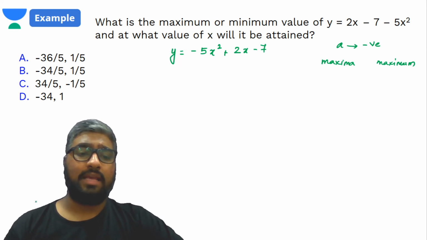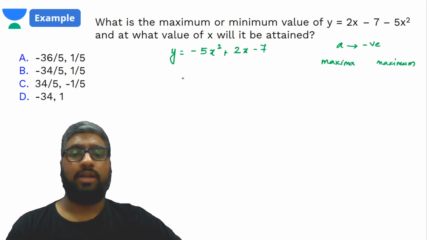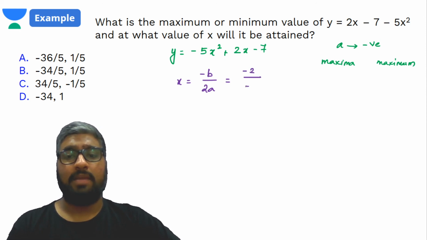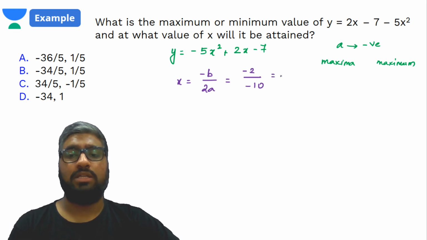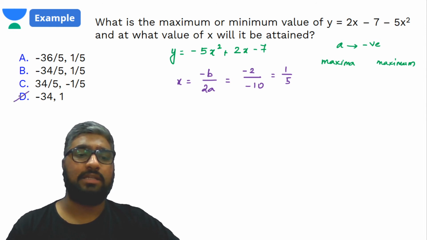Quickly go ahead. Use the expressions that we've learned. What is x? x is minus b by 2a. In this case, minus b, so b is 2, which means minus 2 by 2a is minus 10, which gives us 1 by 5. So my maxima value is 1 by 5. I can eliminate D. I can eliminate C. So between A and B would be my answer.